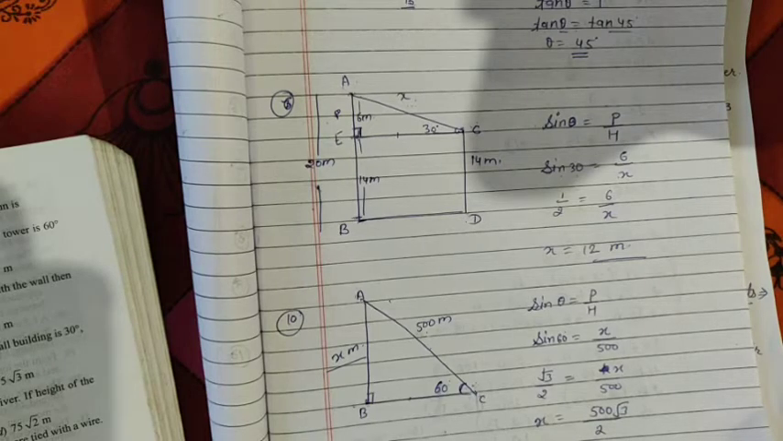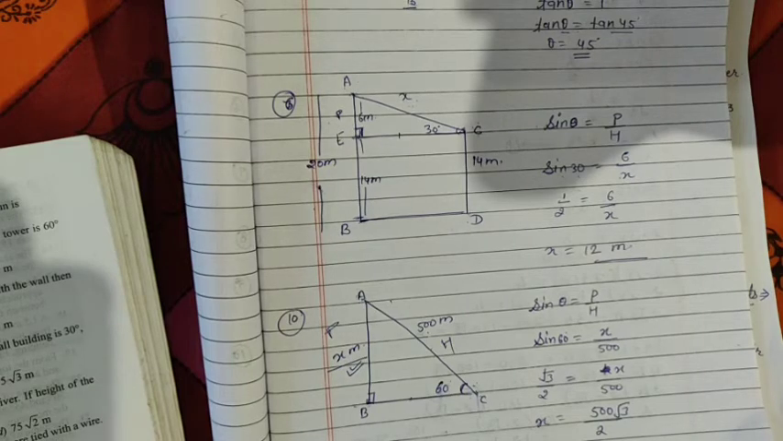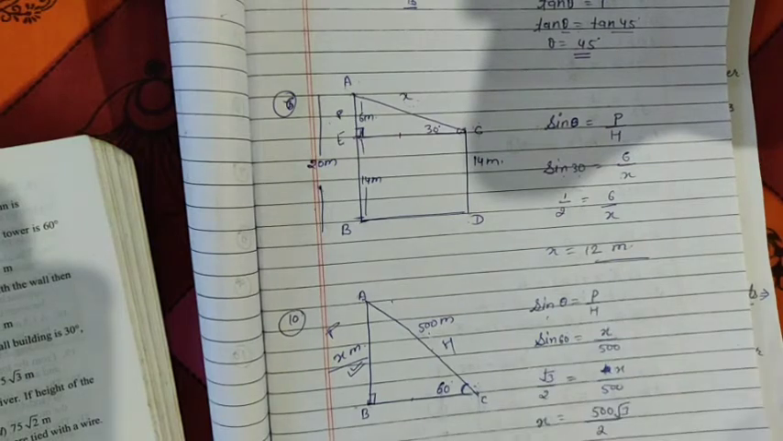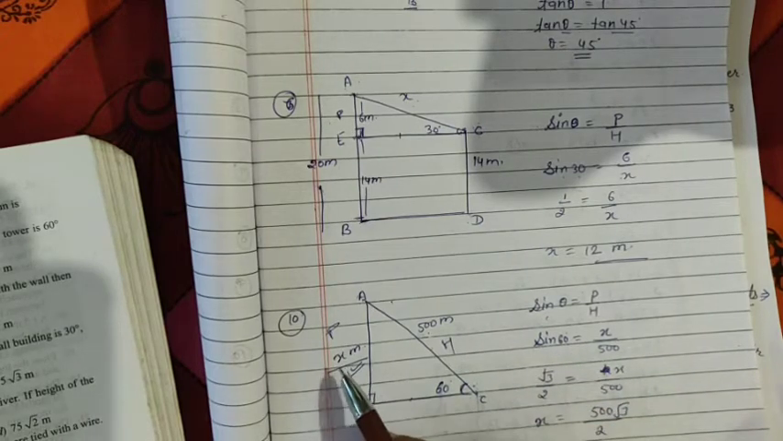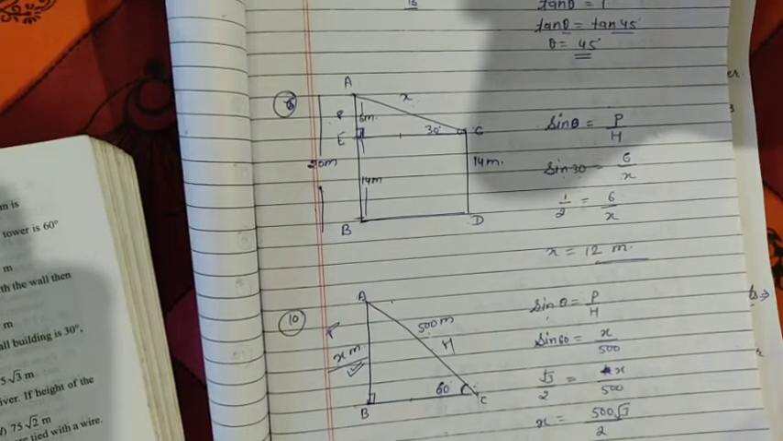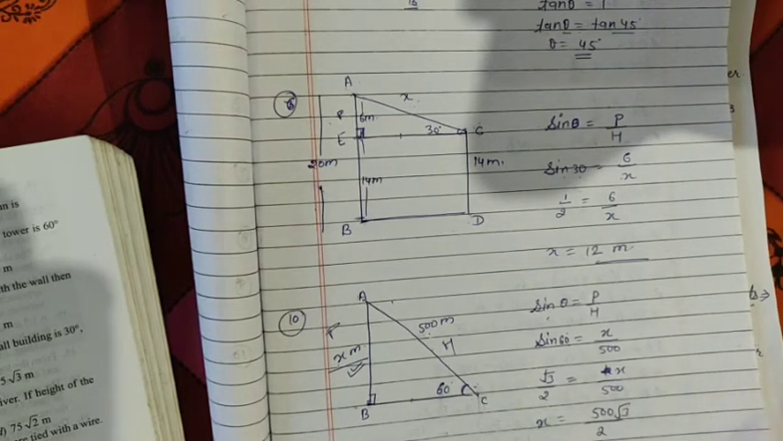Then we have to find the height of this hill. This is the perpendicular and this is the hypotenuse, and the relation between perpendicular and hypotenuse is given by sin theta. Sin theta is equal to perpendicular upon hypotenuse, and theta is 60 degree. It means sin 60 degree equals x upon 500. Sin 60 degree is equal to root 3 by 2. So root 3 by 2 is equal to x upon 500.